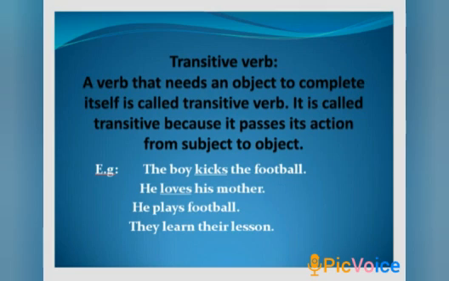So, a verb which needs an object to pass the action is called a transitive verb. All these verbs which are written here in these examples are transitive verbs because all these verbs need an object to pass the action.